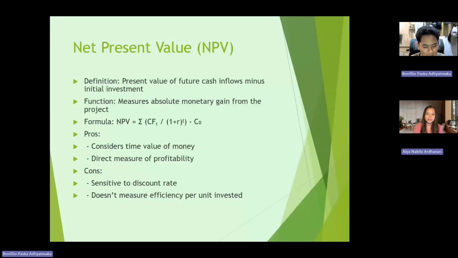Next is the net present value. The definition of NPV is the present value of future cash inflows minus the initial investment. The function of NPV is to measure absolute monetary gain from the project. The pros of NPV are that it considers the time value of money and is a direct measure of profitability, and the con is that it is sensitive to the discount rate.